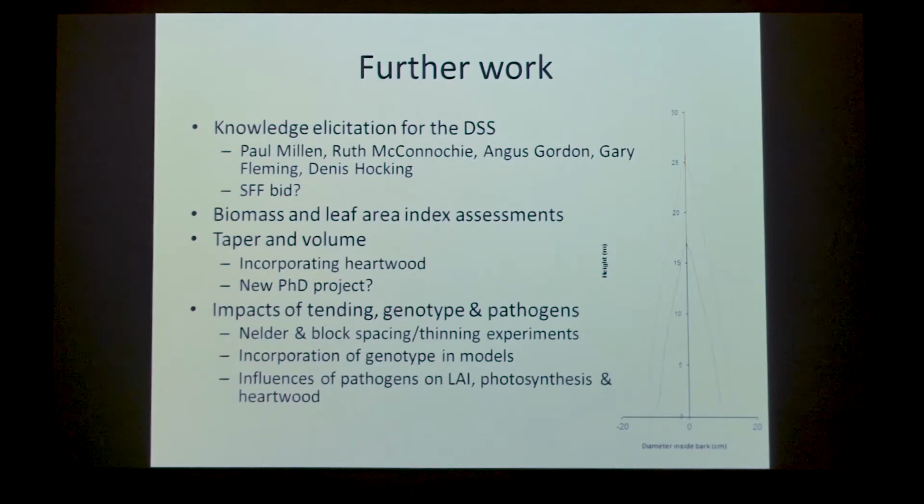We need to know impacts of tending and genotype and build this in with Tara and her students' work to understand the effects of pathogens on growth and yield. So we're looking at developing some spacing experiments. There's one particular one that's called a Nelder design, which is an interesting way of doing that. We want to incorporate genotype in these models, and of course the influences of pathogens on leaf area index, particularly, and photosynthesis, and perhaps on the development of heartwood. We see those as priorities. A lot of that, as I say, is further work. It may not happen in the next 2 years, but it's certainly the kind of information that growers need in order to make these decisions.